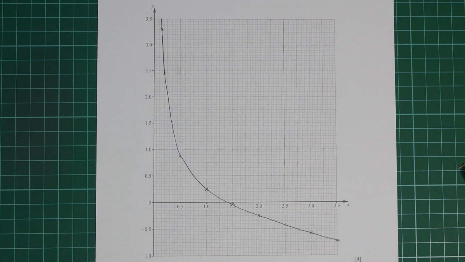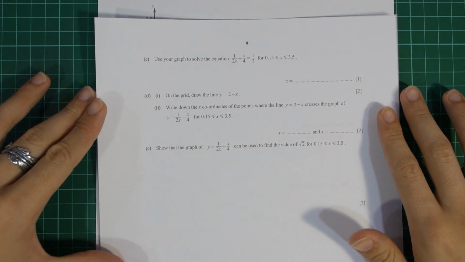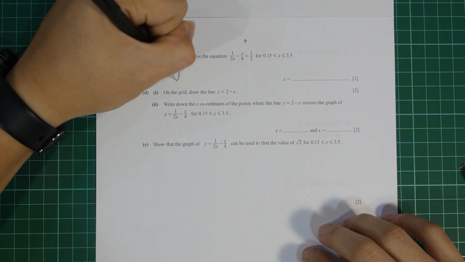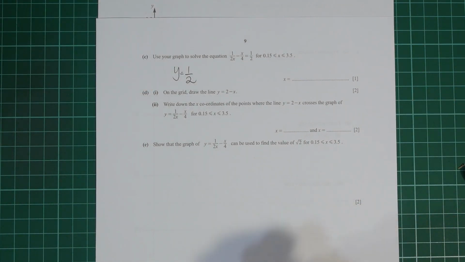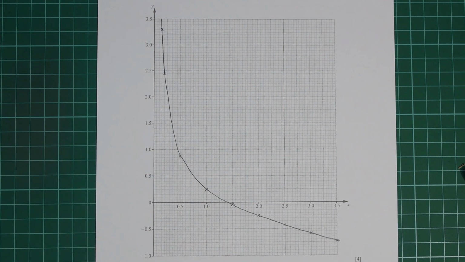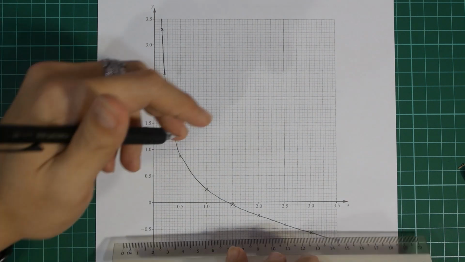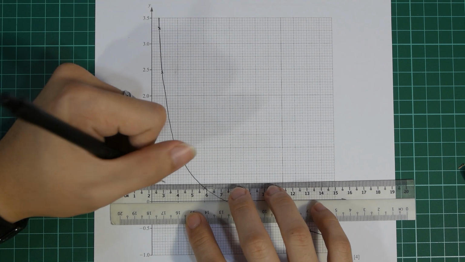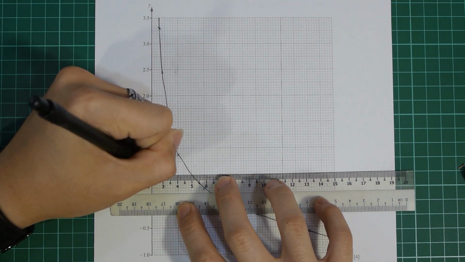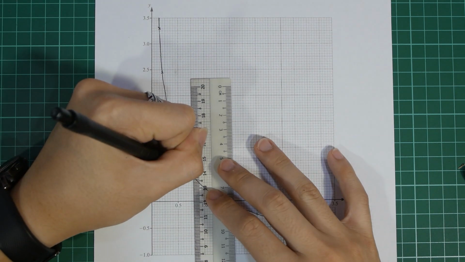So question C, since the left hand side, the entire thing is the original formula, then you can transform it into y. So y equals 1/2. So when y equals 1/2, your x result will actually be 0.75.